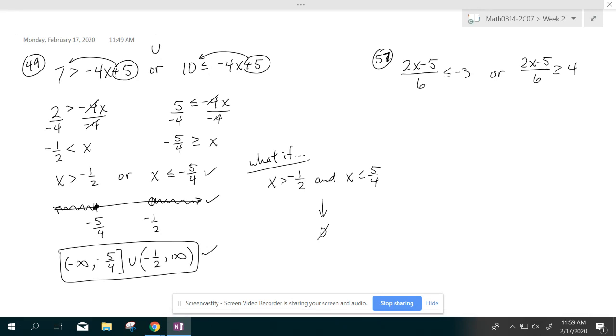There you go. I would like you to solve, graph, and write the interval notation for that solution. Solve it, graph it, interval notation. On your mark, get set, go. I'll give you a couple of minutes.